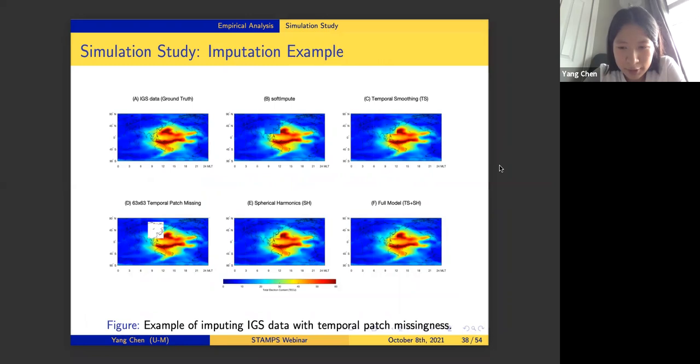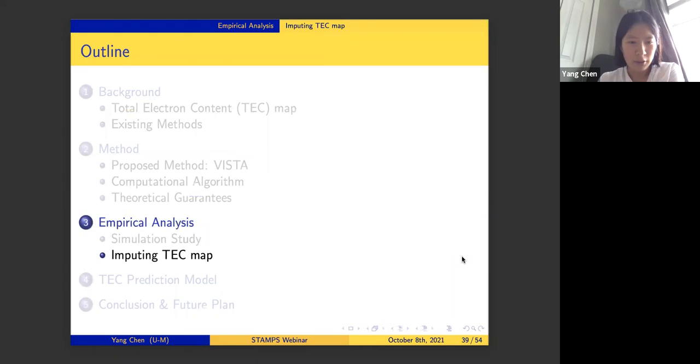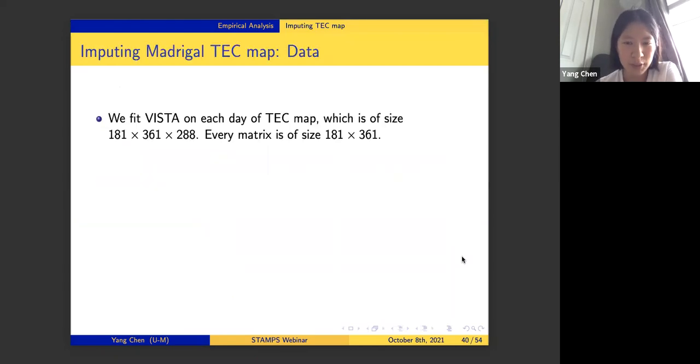So this is just some visualization results based on our simulation data. Here is the ground truth. This is what you get from soft impute. There will still be some artificial structures from temporal smoothing, from spherical harmonics fitted, and this is our full model. So here is the imputation of the full TC map.